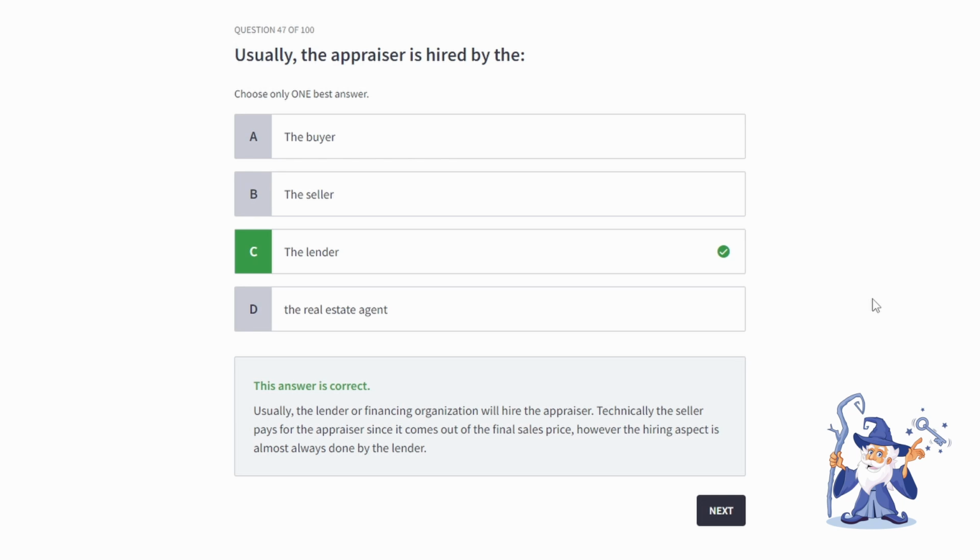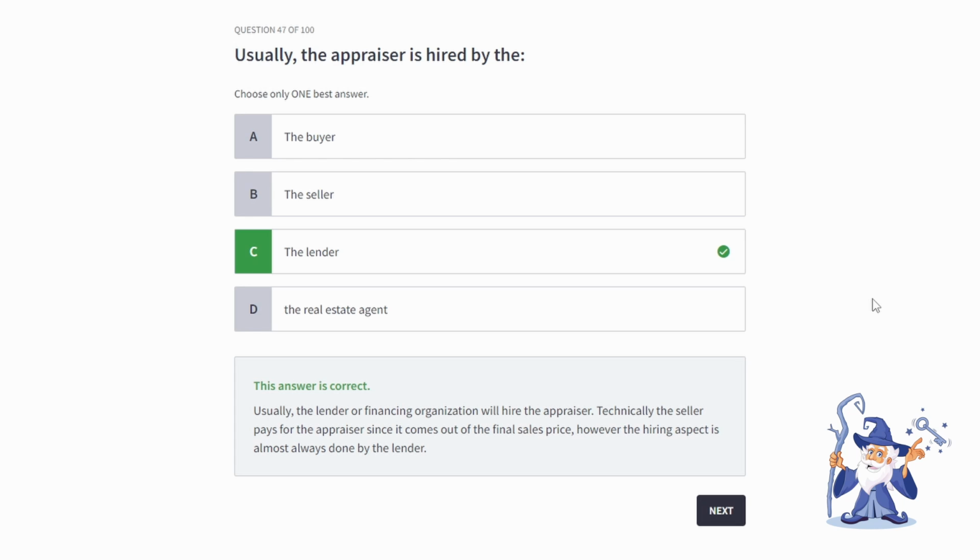Let's think about the future. So usually the appraiser is hired by the lender. Yes, the lender or financing organization will hire the appraiser. Now, technically, the seller pays for the appraiser since it comes out of the final sales price. However, the hiring aspect is almost always done by the lender. So that should make sense, right?